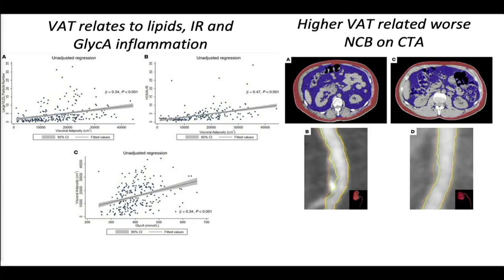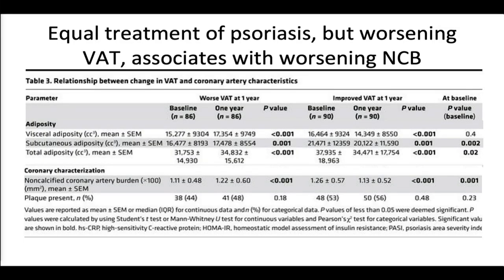What did we find? When you look at what that visceral adipose tissue relates to, it's the things that we know: insulin resistance, visceral adipose, and even subcutaneous adipose. And on the right, you'll see that at baseline, when you had more visceral adipose tissue, you had more coronary disease. But now, with equal treatment of psoriasis, worsening VAT worsens NCB.